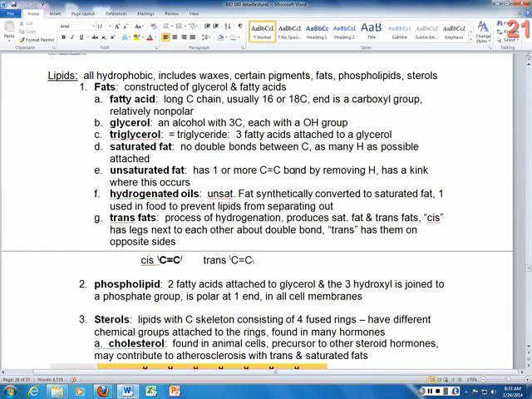A fatty acid has a long carbon chain. It's usually 16 or 18 carbons. In humans, at the end, you have a carboxyl group. It's relatively nonpolar, so it's not going to like to mix with water. Glycerol is a sugar alcohol that's got 3 carbons, and each of them is going to have an alcohol group on there, that OH group.